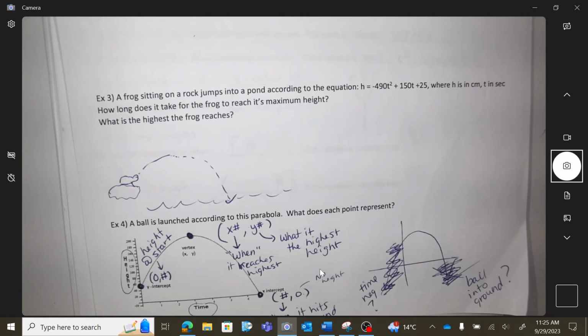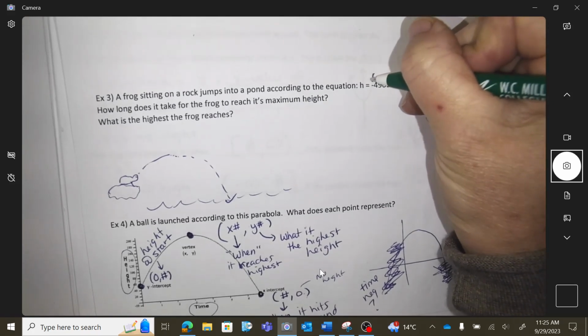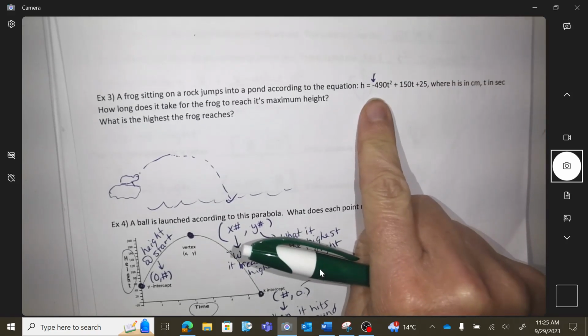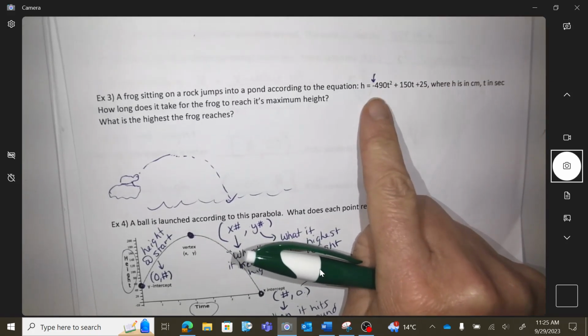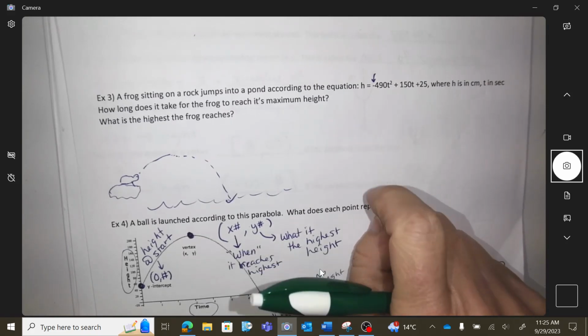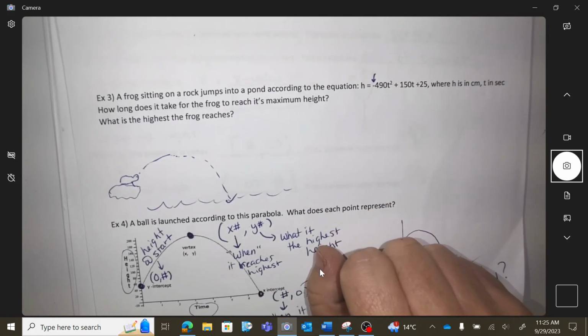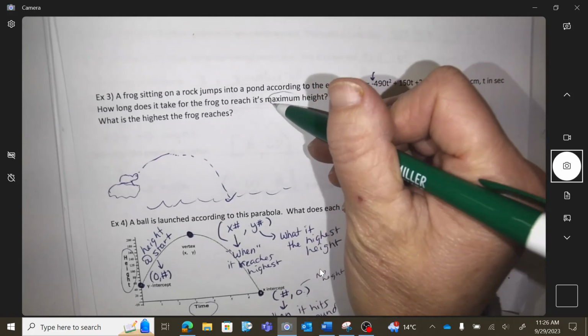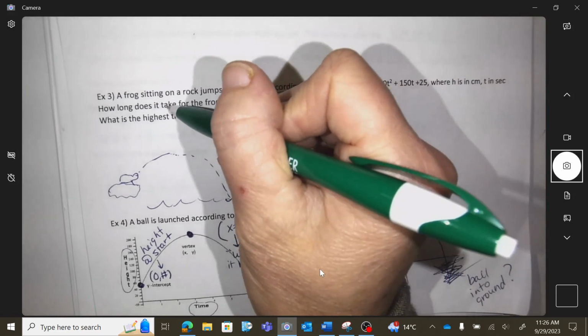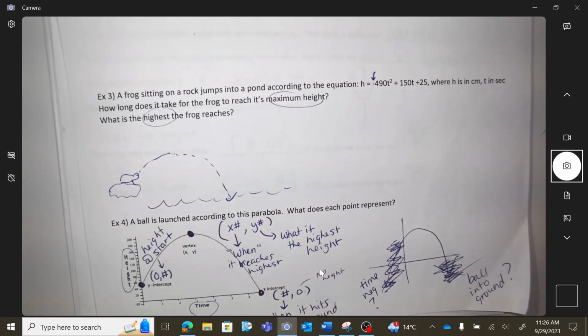Okay, so this parabola is downward. Would that make sense? Because look at the equation. Negative. That's the slope. That's negative. So it's a downward parabola. That makes sense. Okay, question 1. How long does it take for the frog to reach its max height? What is the highest the frog reaches?